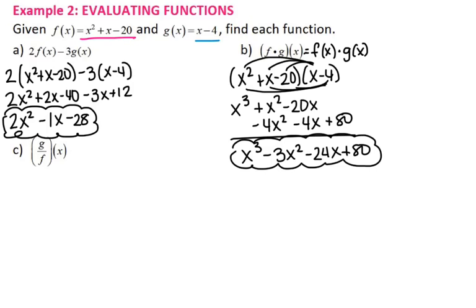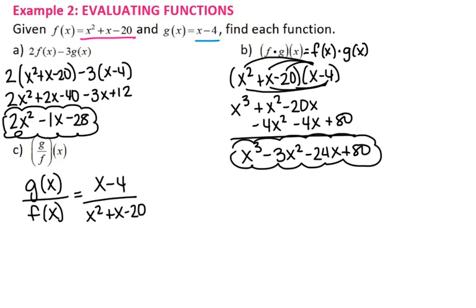Letter C, you're dividing, so that's the same thing as g of x divided by f of x. G of x is the x minus 4. F of x is the x squared plus x minus 20. Now, since we are dealing with a rational expression, you do want to see if that can be simplified further. So this denominator over here can actually be factored further, so I want you to factor it. So I have x minus 4 over, that can factor to x plus 5 and x minus 4.